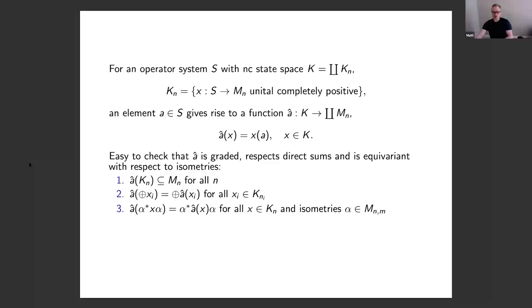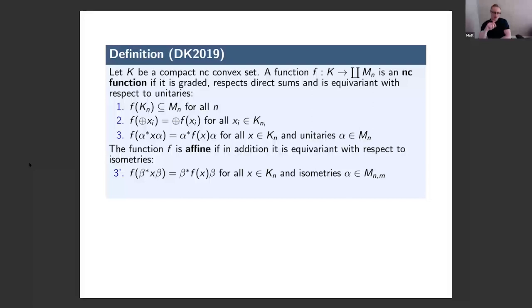And I want to abstract this, and I want to consider functions on an abstract compact NC convex set. So we'll say that a function is an NC function if it has exactly the three properties that I just mentioned, except for one subtle modification. Instead of considering equivariance with respect to isometries, I only want to consider equivariance with respect to unitaries, which is a weaker condition. If, in addition, I also have equivariance with respect to isometries, those are exactly the maps that I want to think of as my non-commutative counterpart of an affine map. So in other words, it respects the convex structure of my set K, the NC convex structure. And in fact, specifying that it's equivariant with respect to isometries is exactly saying that it respects NC convex combinations.